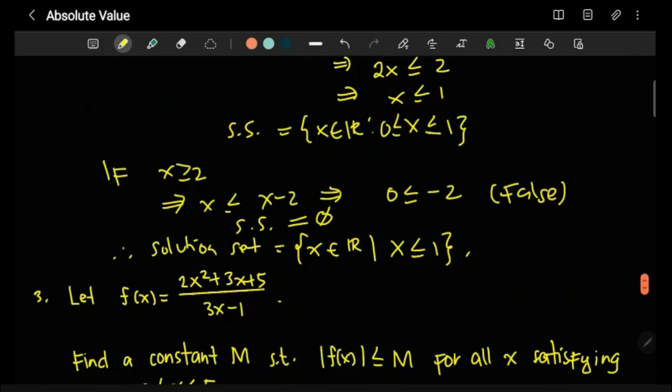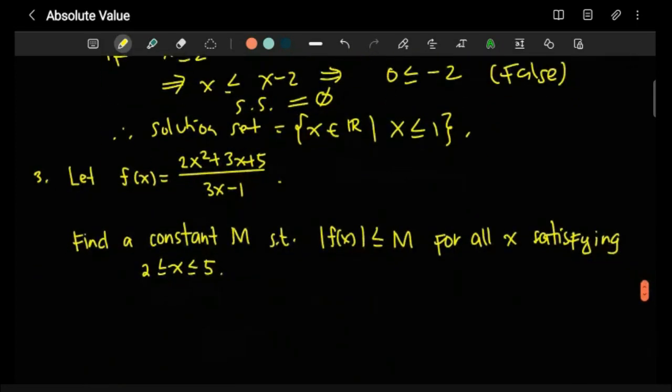Let's have another example. Let's say we have the function f of x equals 2x squared plus 3x plus 5 all over 3x minus 1. So we want to find a constant m such that f of x is less than or equal to m for all x satisfying x between 2 to 5. So we just want to find a value m. Kahit anong value. Basta sigurado tayo ng f of x, pag in absolute value mo, always less than. Okay. So this time, ang hinahanap natin yung mga values or specific values ng m.